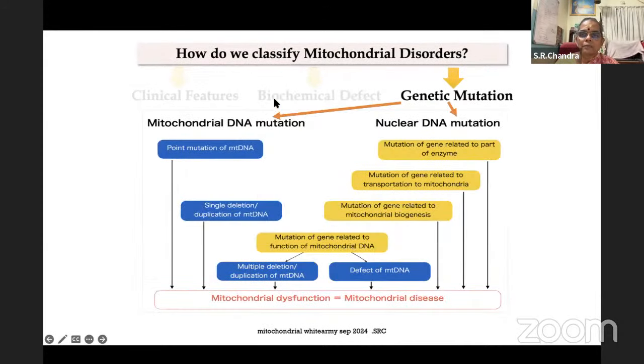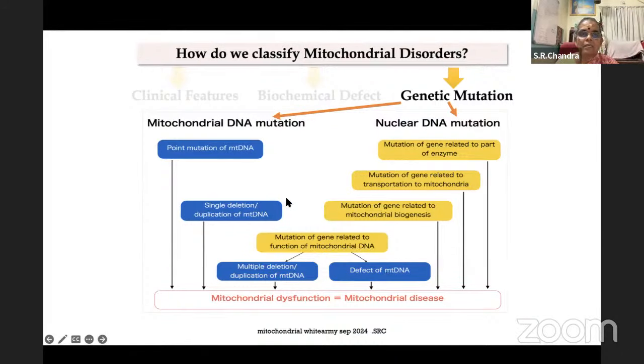Then, based on the genetic mutation, mitochondrial DNA mutation may be a point mutation of mitochondrial DNA, single deletion or duplication of mitochondrial DNA, or it may be a nuclear DNA mutation of genes related to parts of the enzyme, genes related to transportation of mitochondria, mutation of genes related to mitochondrial biogenesis, and mutation of genes related to functions of mitochondrial DNA, that is multiple deficiency, duplication, and defect of multiple mitochondrial DNA.